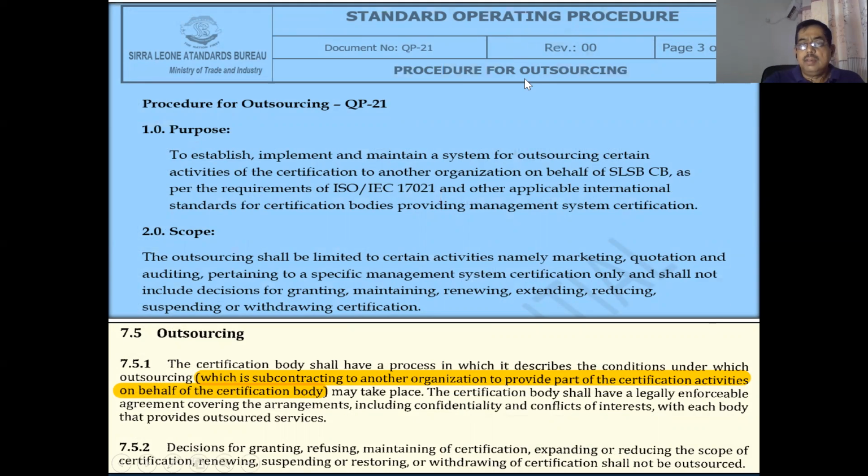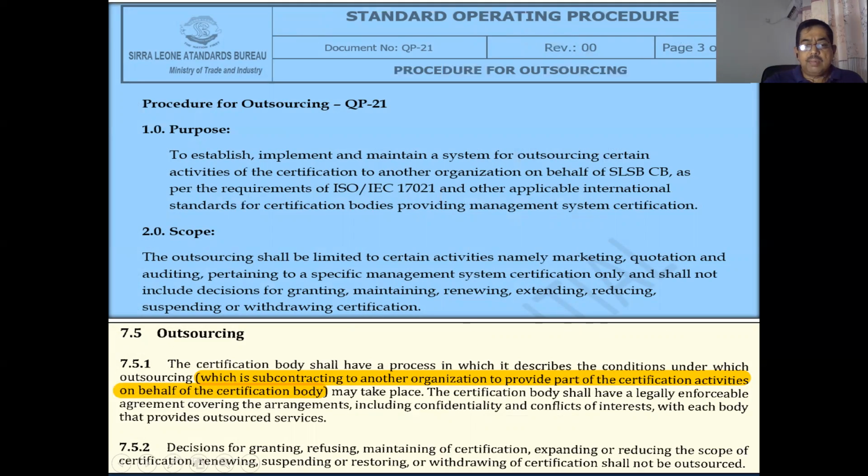outsourcing clause, that is with respect to ISO 17021. And if you see here, this is the image from the standard. What is the standard? ISO 17021. And I briefed you in my module 1 training that everybody must have a copy of this ISO 17021 standard. And if you open this standard, you will read this clause number 7.5.